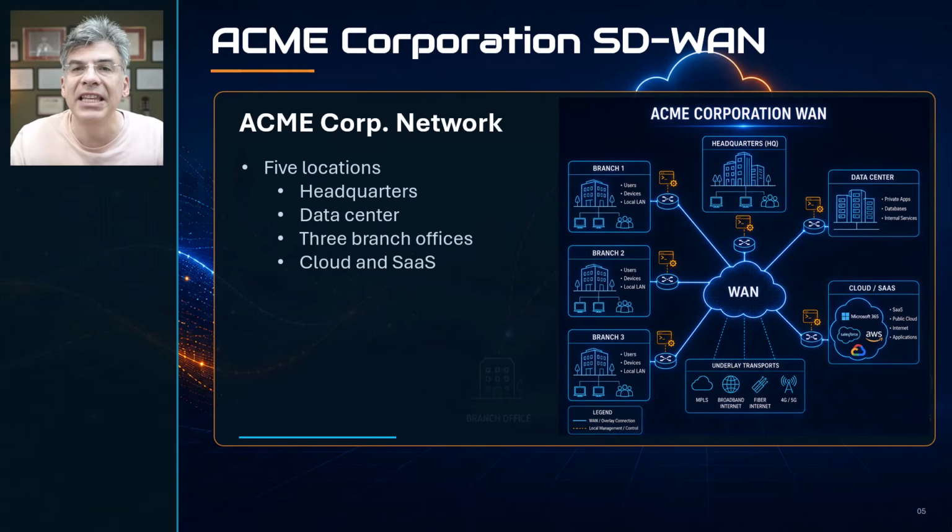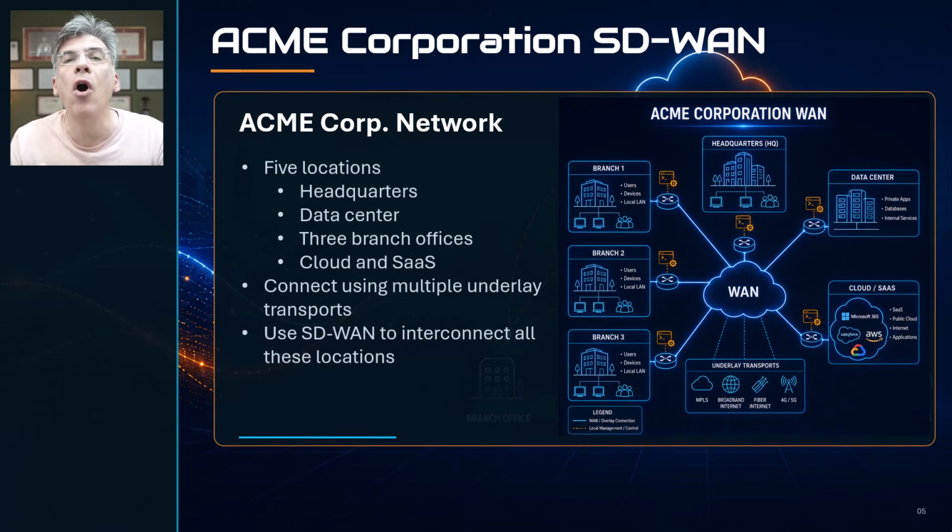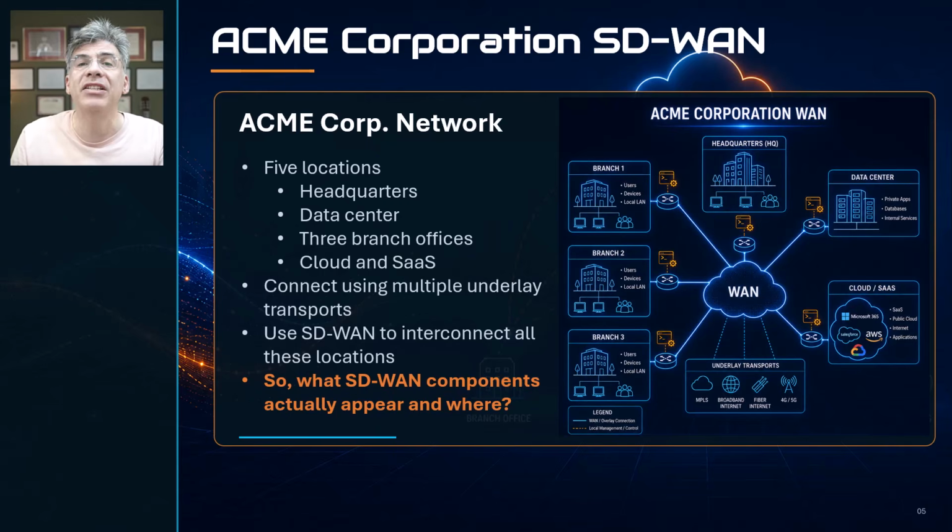Now, each of these connect to the WAN in multiple ways, including MPLS, broadband, fiber, and cellular. Acme wants to use SD-WAN to interconnect all of these locations more intelligently. So the question is, what SD-WAN components actually appear in this network, and where do they appear?